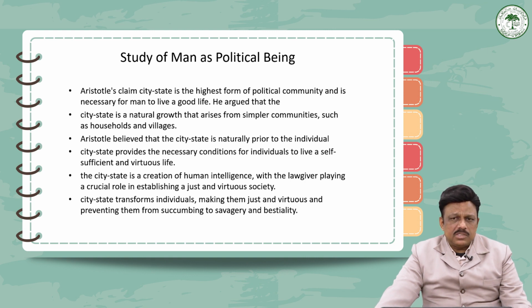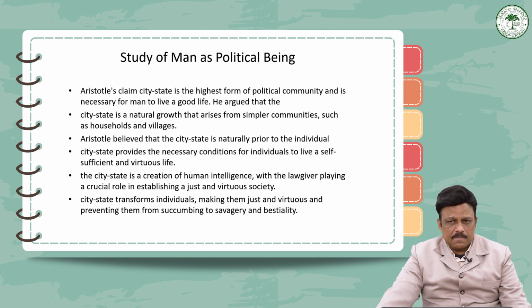He argued that the city state is a natural growth that arises from simpler communities such as the household, then the village, followed by the community, and the community changed further into a larger unit, and the state came into existence. So, the state is naturally prior to the individual, as individuals cannot perform their natural functions apart from the city state. This is because the city state provides the necessary conditions for individuals to live a self sufficient and virtuous life.